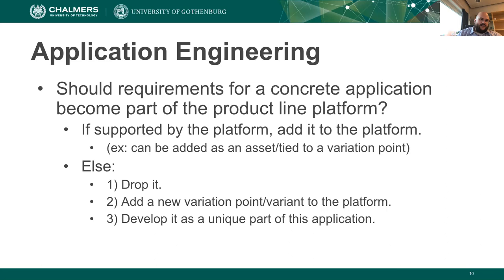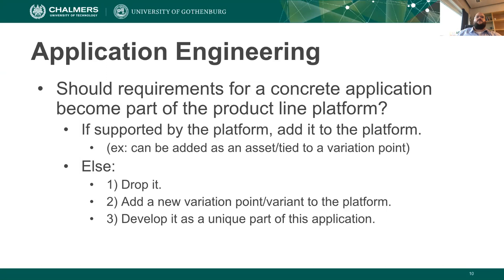Should it become part of the platform instead and be something that we use in a subset of products in the future? Or is it something that's going to live as part of this one single concrete application? The simplest case is when the product line infrastructure already supports that requirement, right? So if our portfolio, our platform, already supports this requirement, maybe this new feature can become a variant chosen in the existing variation point and plugged in at runtime. In that case, we just need to incorporate it appropriately as a reusable asset so it can be bound at compile time or runtime whenever we integrate features into the concrete product.